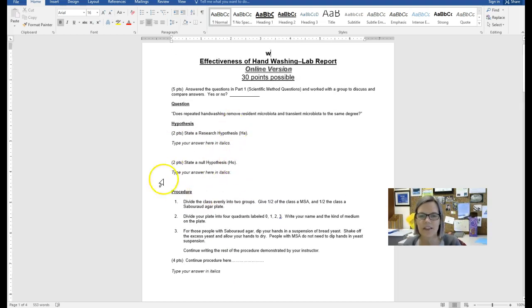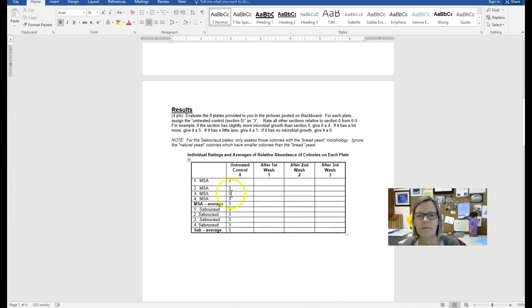You can use a different font than mine, but somehow you can put it in color, whatever it is, but somehow make it different than my font so I can find it easily when I grade.